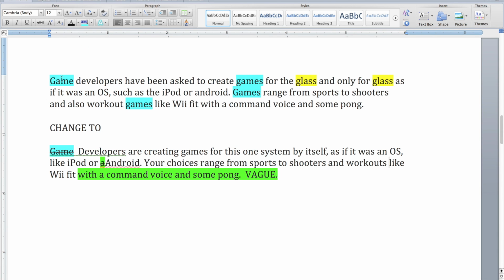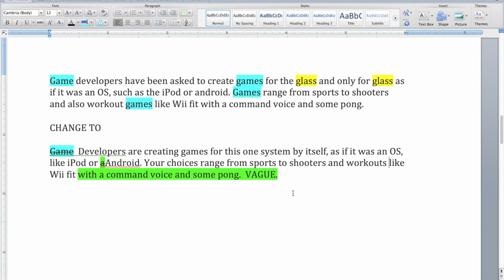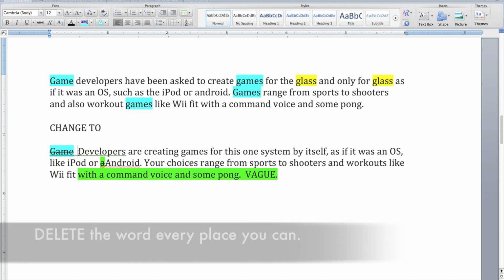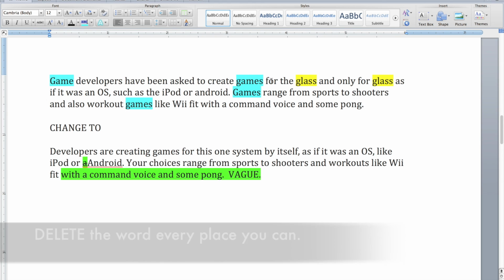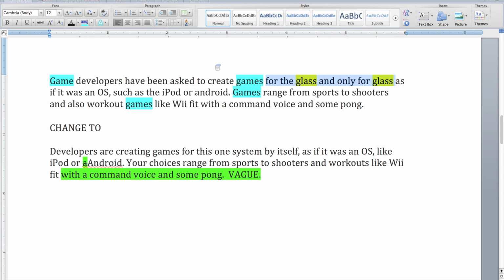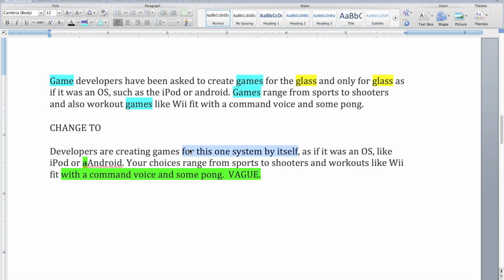But the big thing with repeating the same words over and over again, do not ask yourself what's another word for game. You will never succeed if you do that. Rephrase your sentences. You don't need to say game developers because you've already said game 5 times. So get rid of the word wherever you can live without it and think for other ways to say the same thing. You're going to create games for the glass and only for the glass. Developers are creating games for what? For this one system by itself. The word game isn't there anywhere.